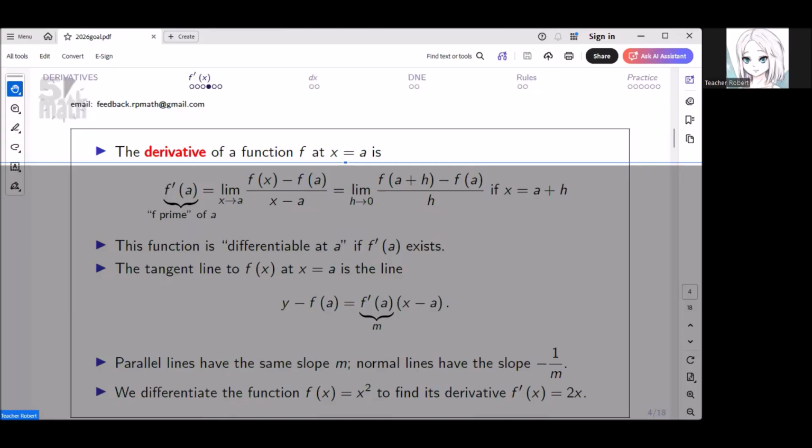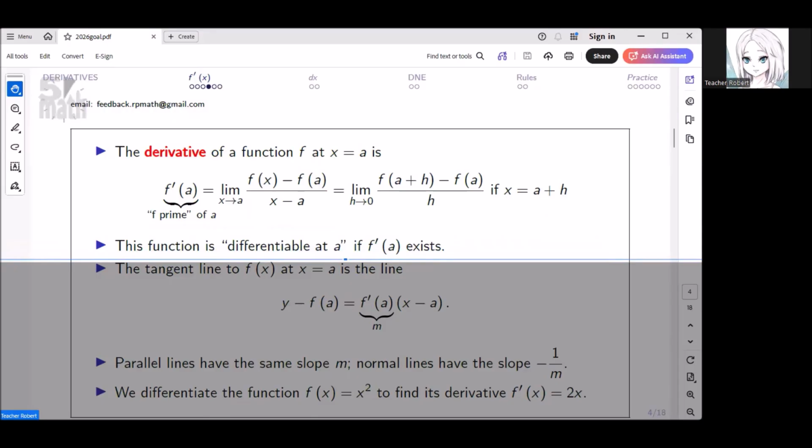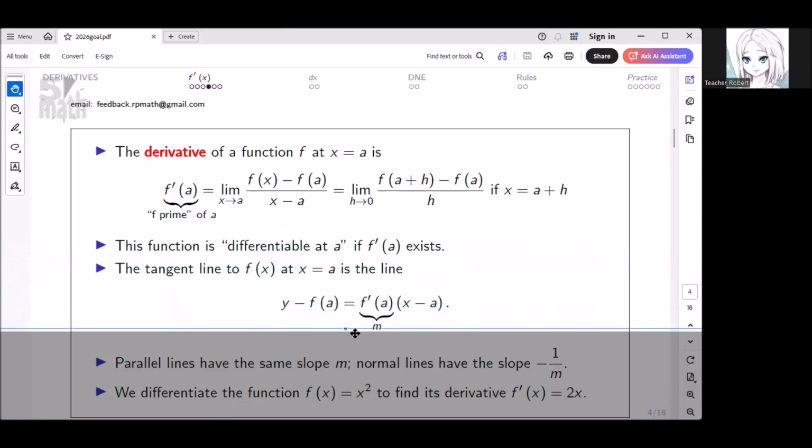The derivative of a function f at x = a is f'(a) = limit as x approaches a of (f(x) - f(a)) / (x - a) = limit as h approaches 0 of (f(a + h) - f(a)) / h, if x = a + h. The function is differentiable at a if f'(a) exists. The tangent line to f(x) at x = a is the line y - f(a) = f'(a)(x - a), where f'(a) = m.